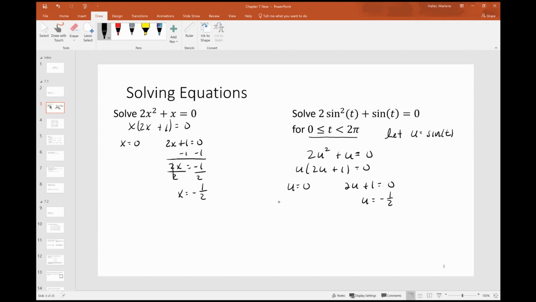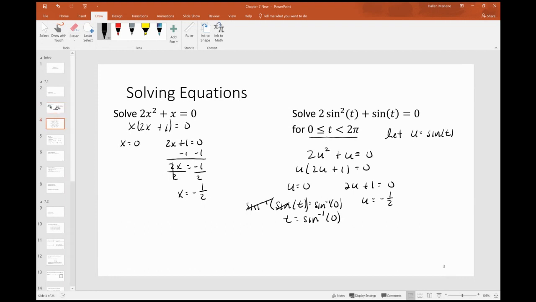If u equals 0, then I can say that the sine of t equals 0. And solving for t means take the inverse sine of both sides. So inverse sine of the sine of t equals inverse sine of 0. The inverse sine undoes the sine, so t then is going to be the inverse sine of 0, or the angle who has a sine of 0.